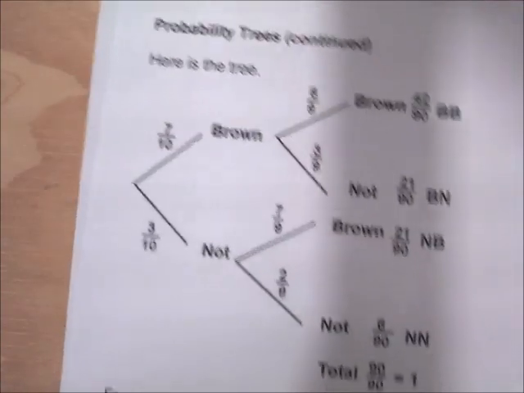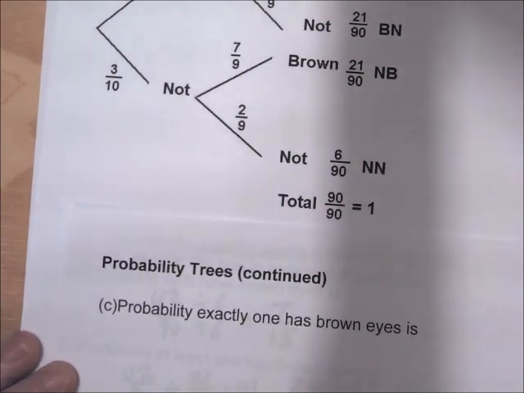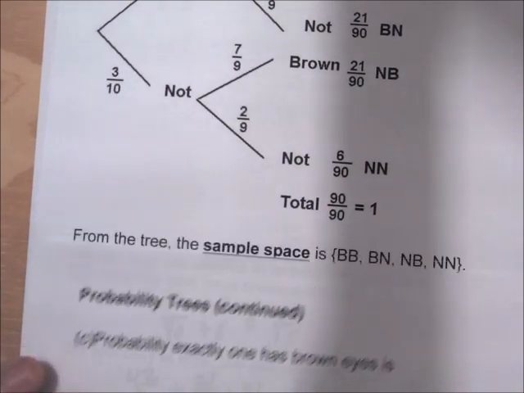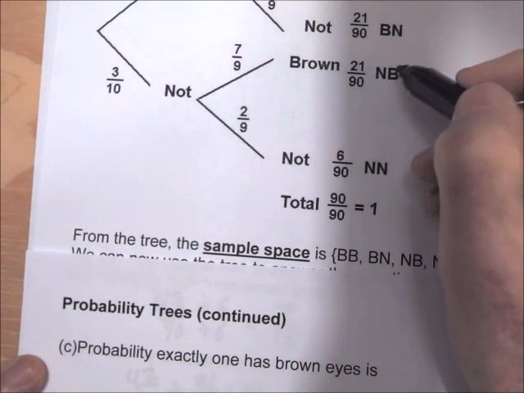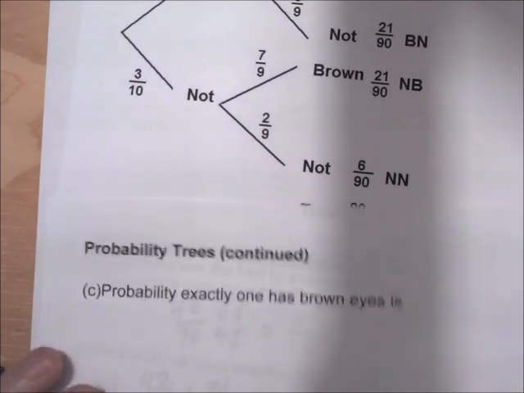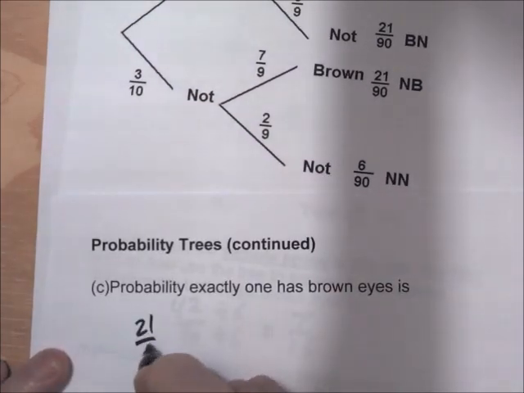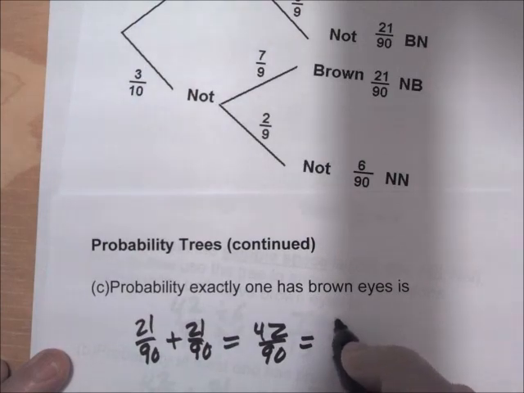Okay, so then the probability of exactly one has brown, so that'd be these 2 middle paths, brown and not brown, or not brown and then brown. So 21 out of 90 plus 21 out of 90. So it's 42 over 90, and that reduces to 7 out of 15.